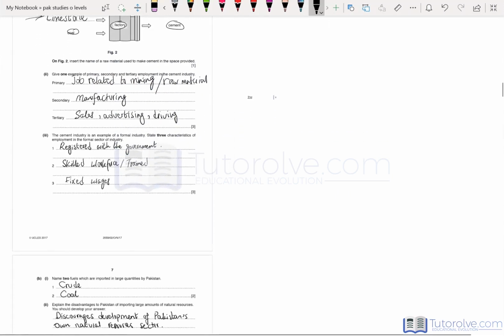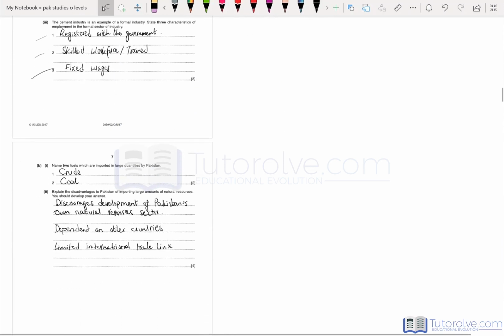Then you have part 3, the cement industry is an example of a formal industry. State 3 characteristics of employment in the formal sector of industry, which is registered with the government. It's a skilled workforce and it's trained and it fixes the wages. Part B, name two fuels which are imported in large quantities by Pakistan. So two of those are crude oil and coal.